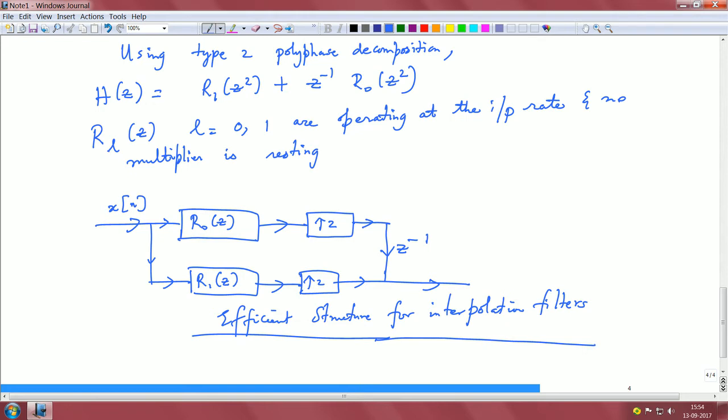Now you can imagine the scaling in terms of efficiency for L-fold expansion, right. If you did an L-fold expansion, you are inserting L minus 1 zeros into the signal, right, and therefore a lot of filtering is happening through these zeros. So therefore we want to cut down, since you are drastically wasting your compute power and efficiency, I mean resting of the filters. So therefore using type 2 polyphase decomposition we can realize an efficient architecture for interpolation filters.